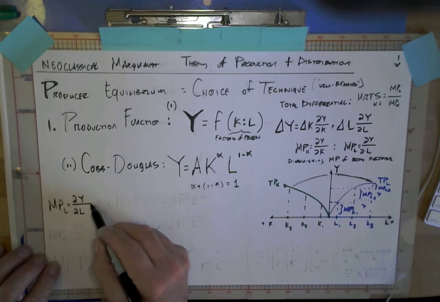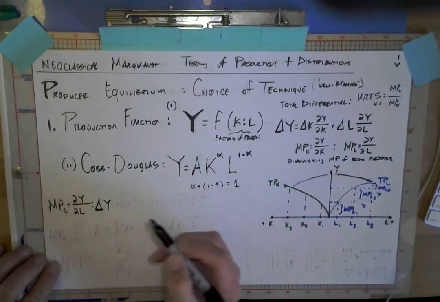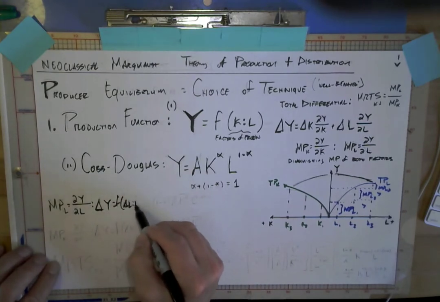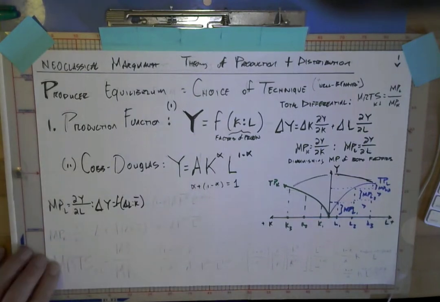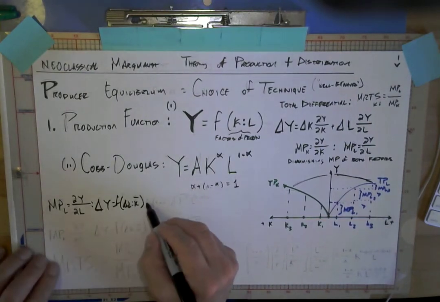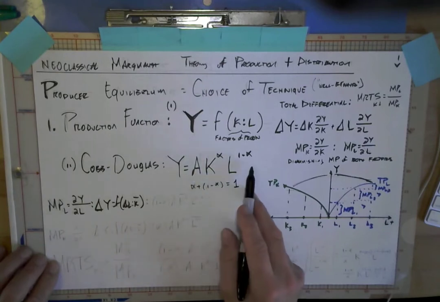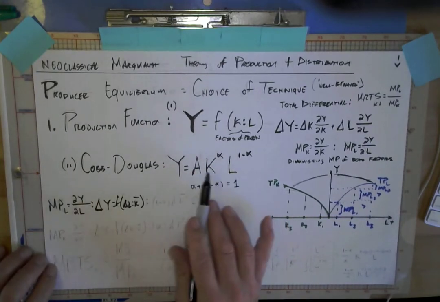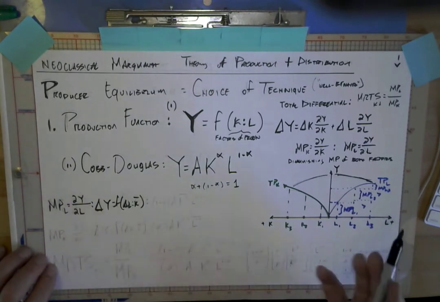This is going to be equal to the change in output, which is going to be a function of the change in labor input only. You hold the capital input constant. Okay, you take the partial derivative, so you're going to take the first derivative of this function, assuming that the capital input is going to be constant.